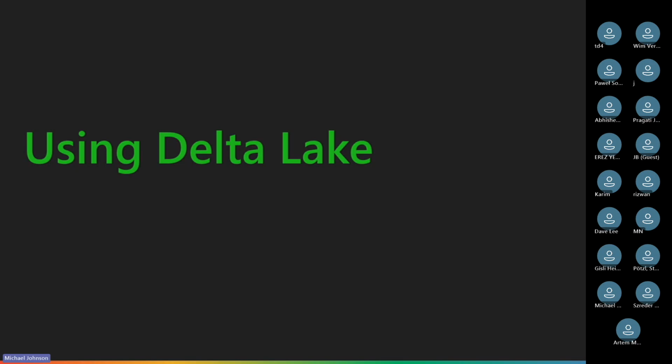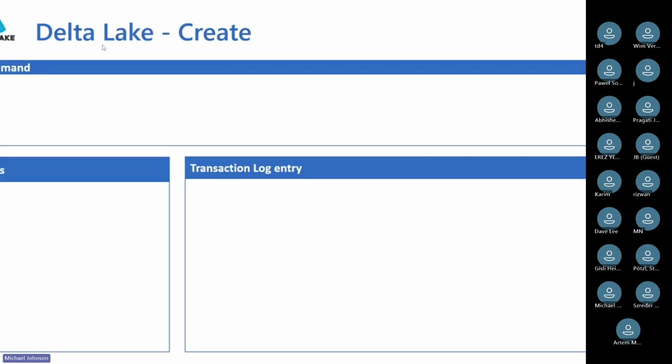Okay, so now we're going to have a look at how Delta Lake works. Delta Lake is essentially, as an abstraction, a storage mechanism, but it also comes with a very SQL-esque syntax. So we've got three little areas we're going to look at. We're going to look at the command, the files that get created, and then the transaction log entry.